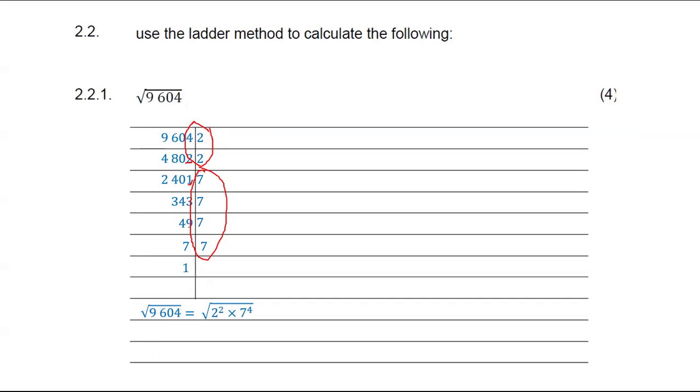So what we can do here is to distribute the square root. We give the base of 2 its own square root, so it'll be the square root of 2 squared, times the square root of 7 to the exponent of 4. So you give each base its own square root.